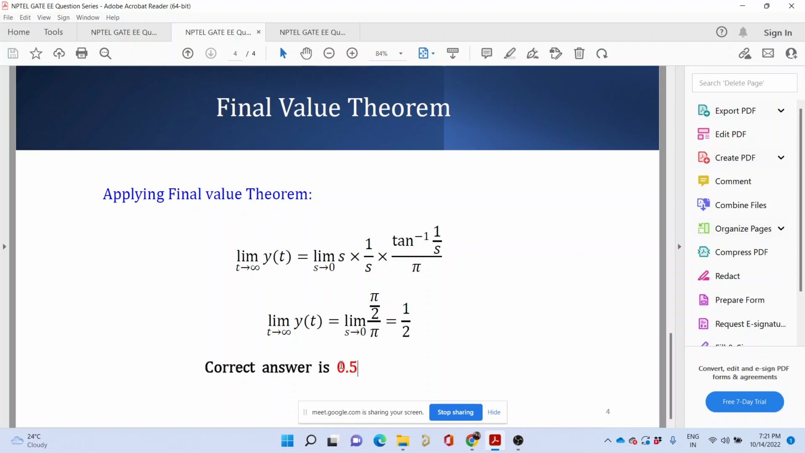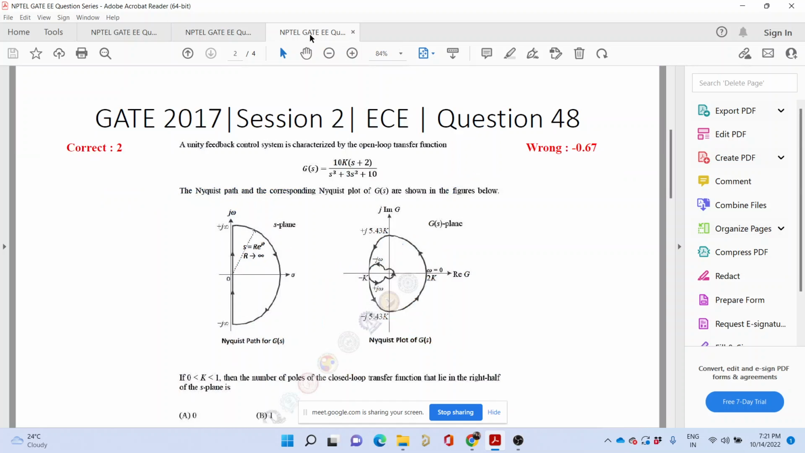So Abhishek and Anubhav have done it correctly. It is 0.5. Now this is the last sum. So this is the sum. Try it out and tell me what you are getting. I am giving time up to 7:30. After that I will ask you what you have got.